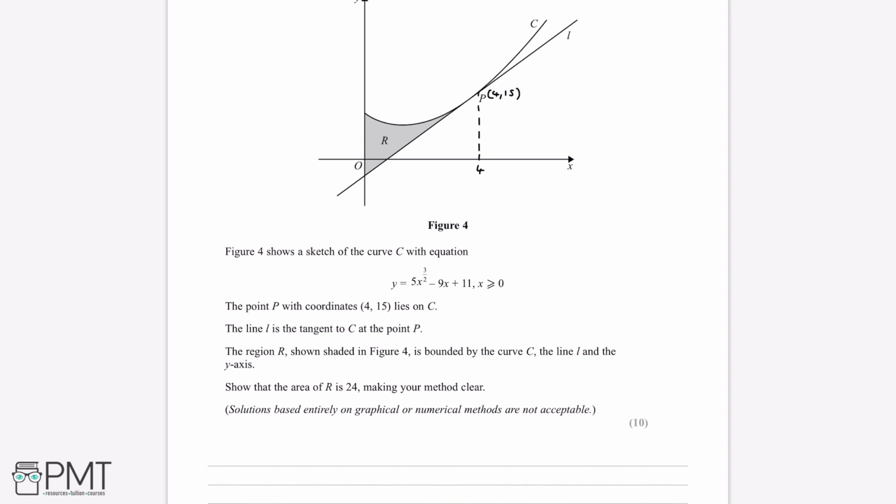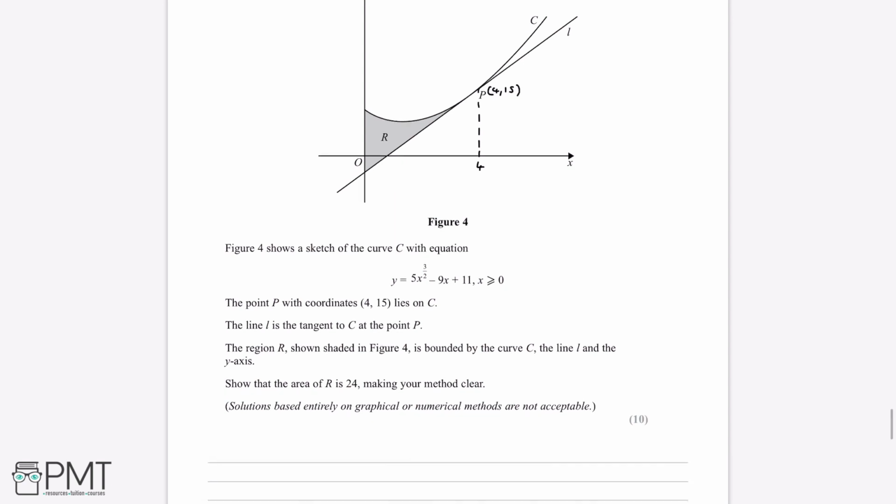So if we find this gradient that is the same for both of them, then we can find an equation for the line L, because we already have a point that the line L crosses through, 4, 15, and a gradient means that we can find the equation of the line. So if we go to do this, we want to find the gradient of C at 4, 15, because we know it's the same for L.